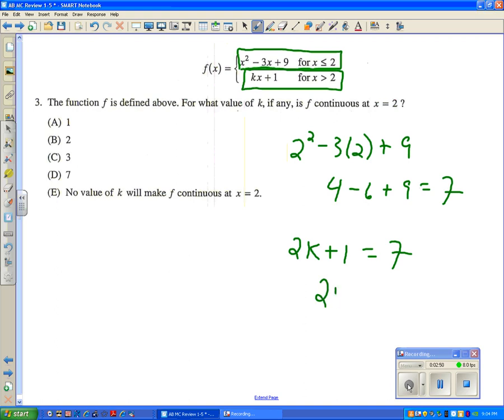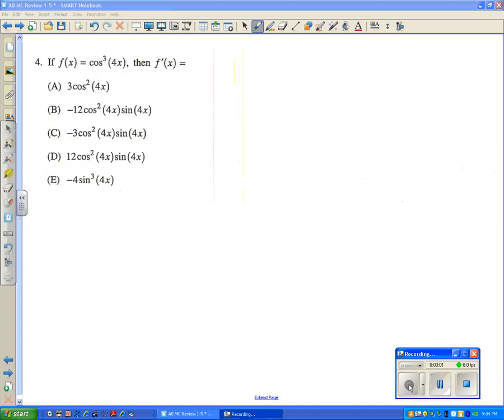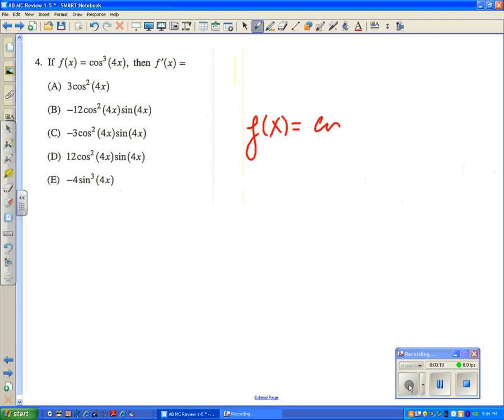That means that 2k would have to equal 6, or k would be 3. So we're asked to find the value of k here, and the value of k would be 3. In this next problem, we're asked to find the derivative, and we should recall that the function can, perhaps should be written as the cosine of 4x.